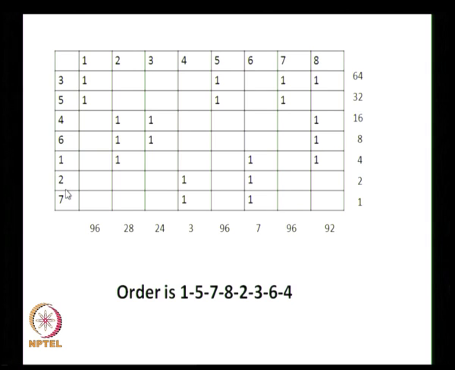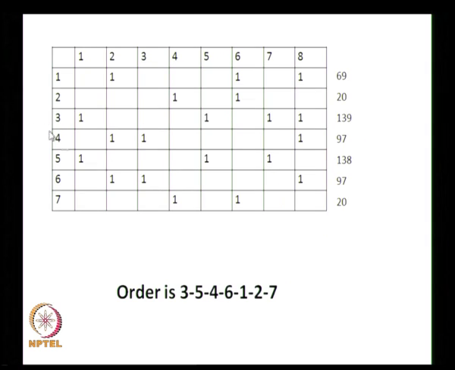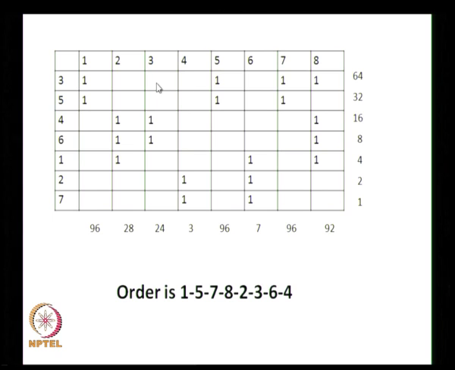So, now go back, the rows are arranged. Row 3 has 1 0 0 0, 1 0 1 1. Just the rows are rearranged, the columns are kept intact.